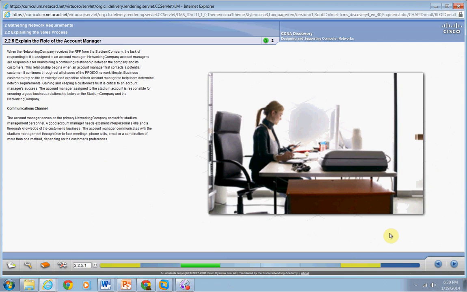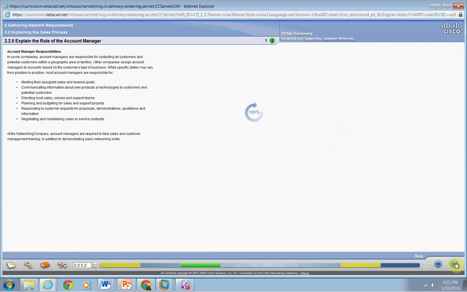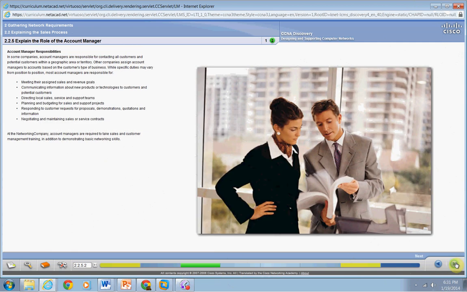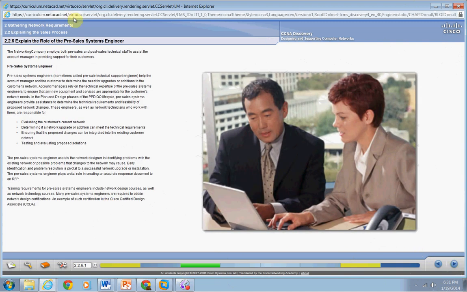So then you have explaining the roles of the account manager. That's the same thing. It's pretty much what we just talked about: negotiating, maintaining sales and service contracts. They pretty much carry the load as far as communicating it. They have other people underneath them that help them out, and that would be the pre-sales system engineer.